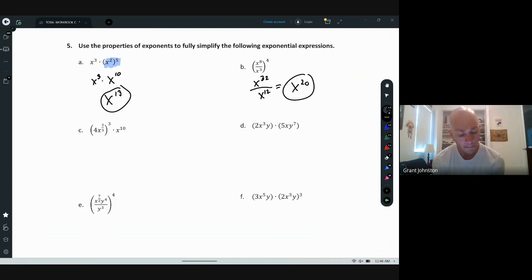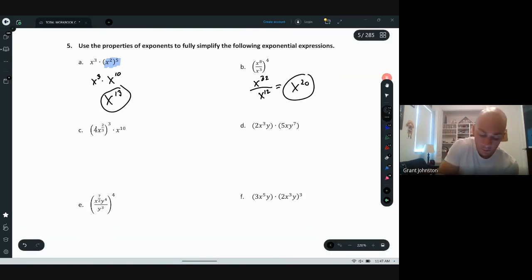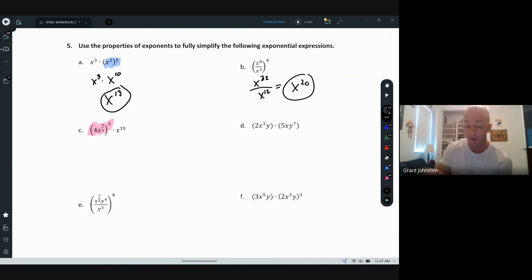Let me do some more. So C, I have 4x to the 2/3, all to the third. I'm going to handle the 4 to the third first. 4 to the third means 4 times 4 times 4. Well, 4 times 4 is 16, times another 4 is 64.